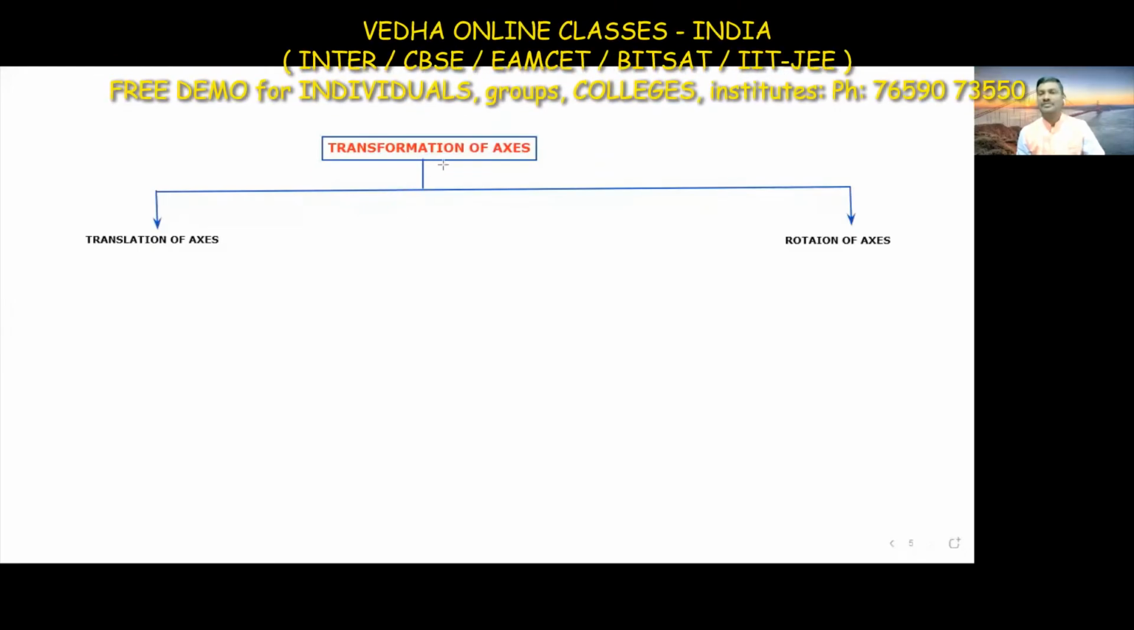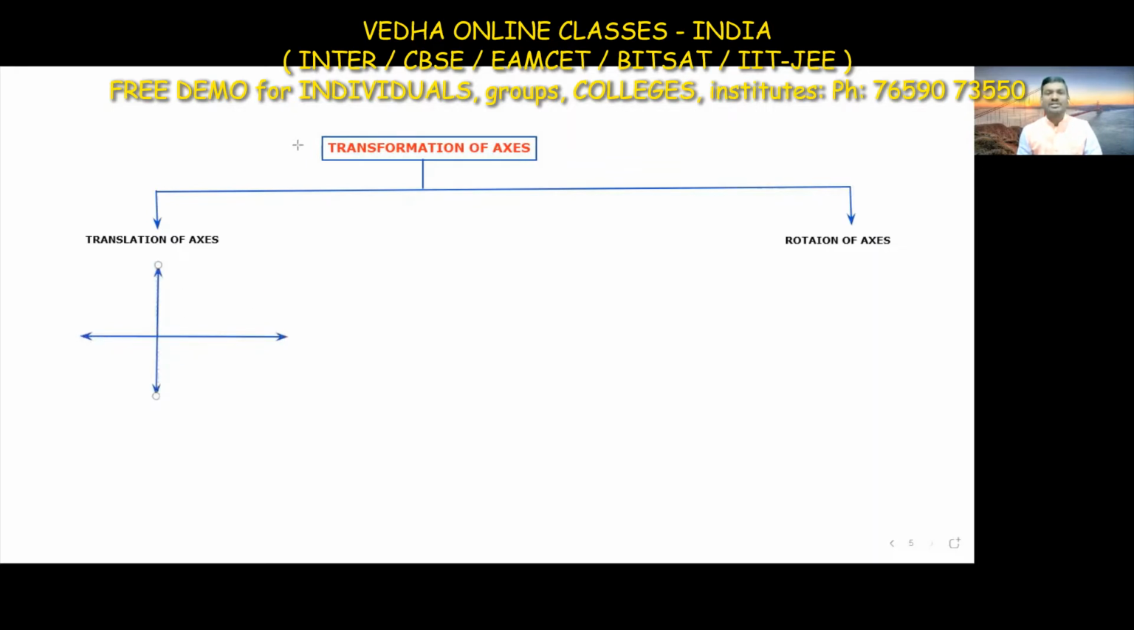Here, transformation of axis. In the transformation of axis, we can transform the axis in two types. One is translation of axis, another one is rotation of axis. In this translation of axis, usually we take the x-axis, the horizontal line, and the y-axis, the vertical line.